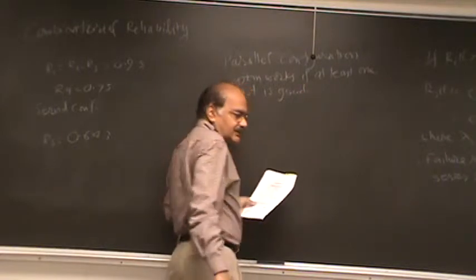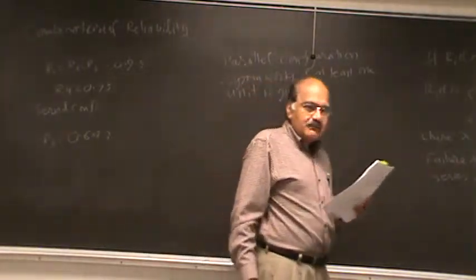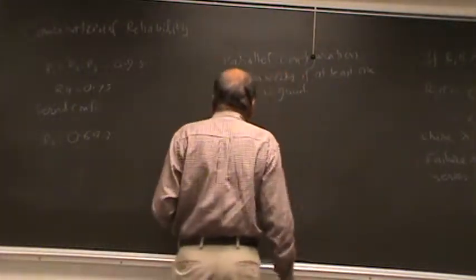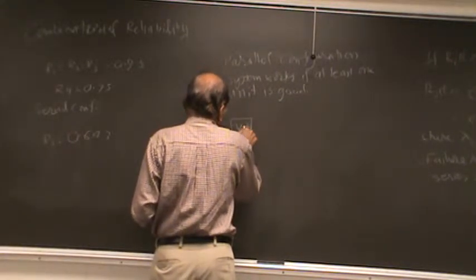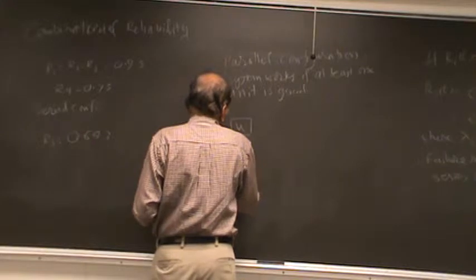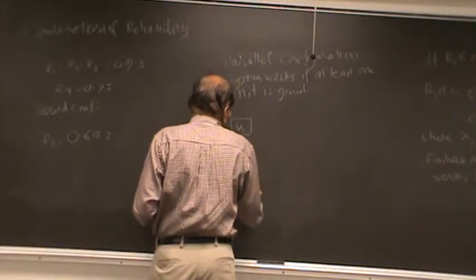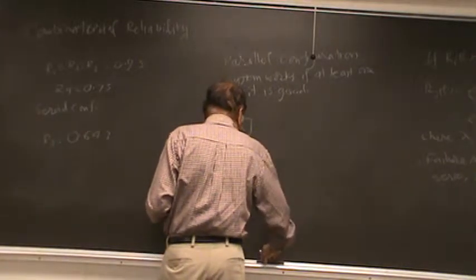Now, in terms of reliability block diagram, the situation is represented in this way. Here we have the units. Let's call it U1, U2, U3.